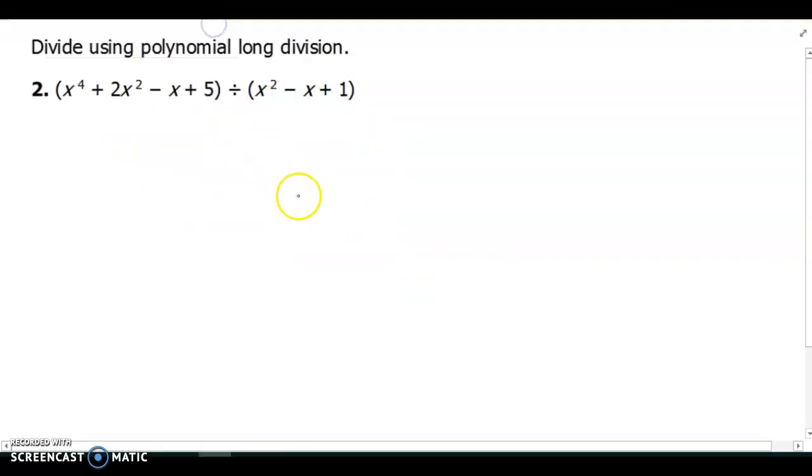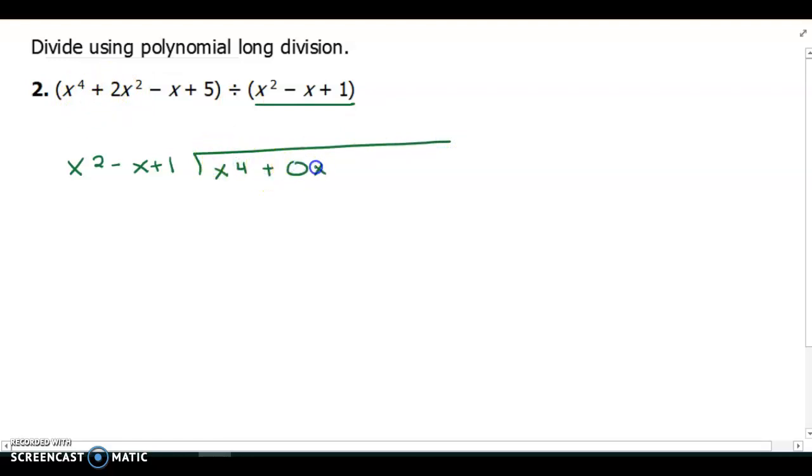All right, let's do this last example here. All right, let's write this out. X squared minus x plus 1. And then we have, remember, we have to do the 0x cubed here. X to the 4th plus 0x cubed plus 2x squared minus x plus 5.